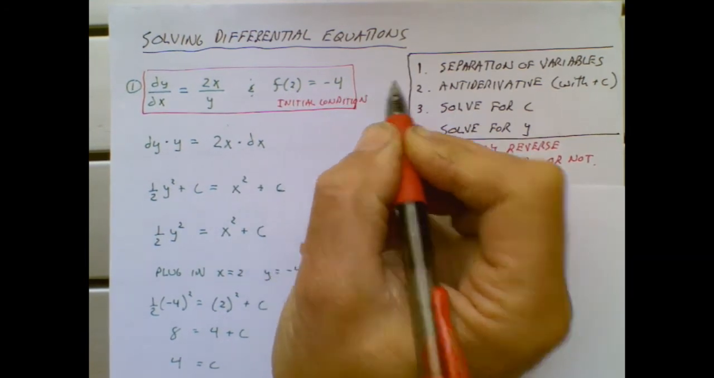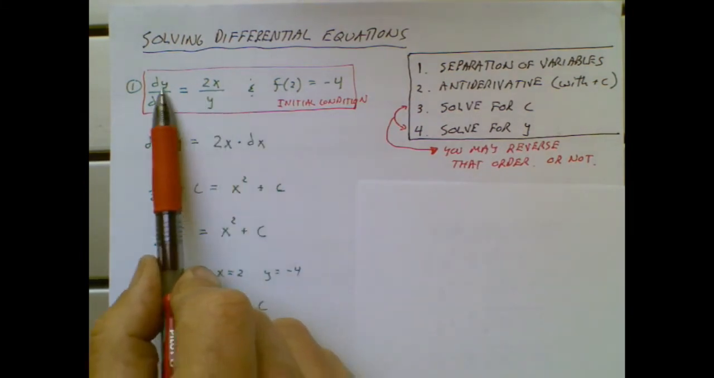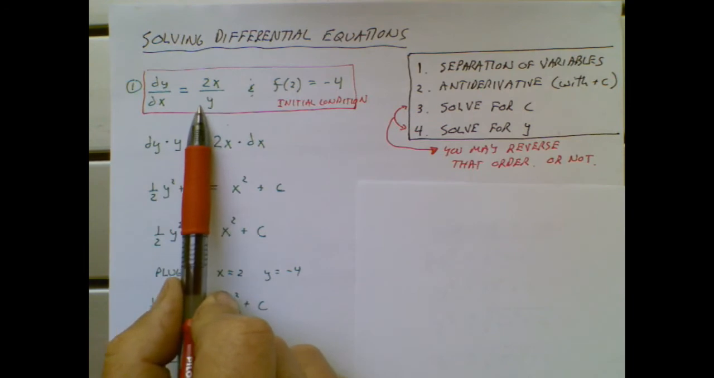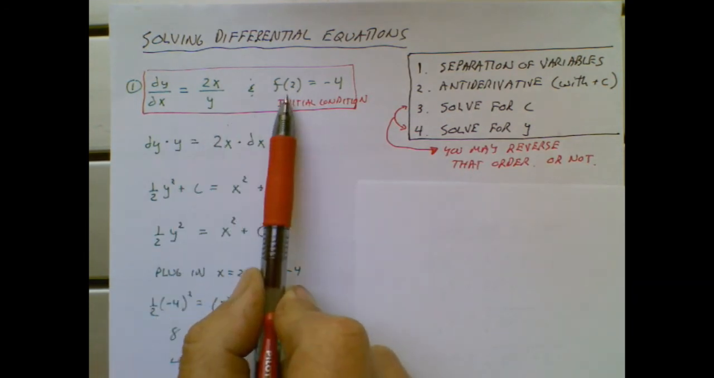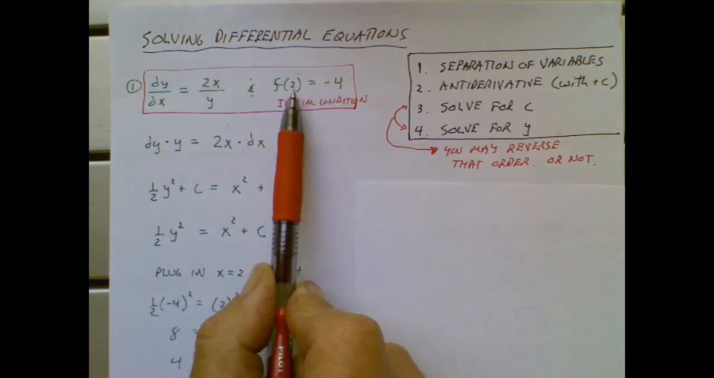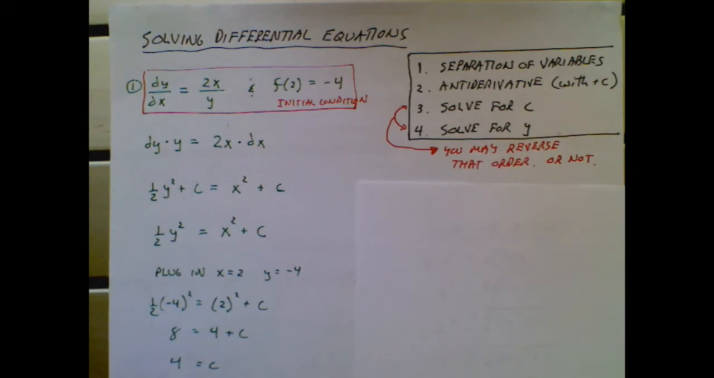And basically what we're looking at is there is some function out there in the world that gives birth to this derivative, and that function has this as a point, or in other words, that function goes through x equals 2, y equals -4. So let's find that function.